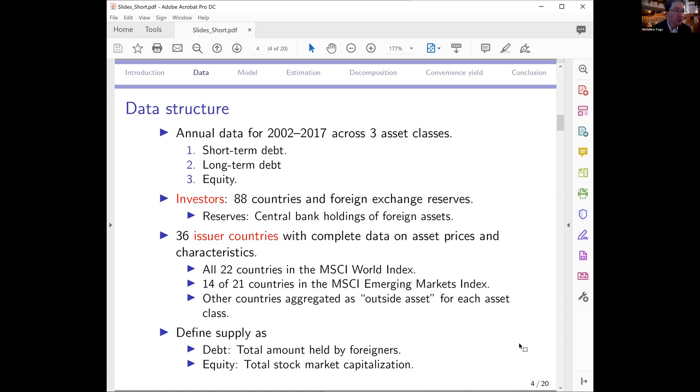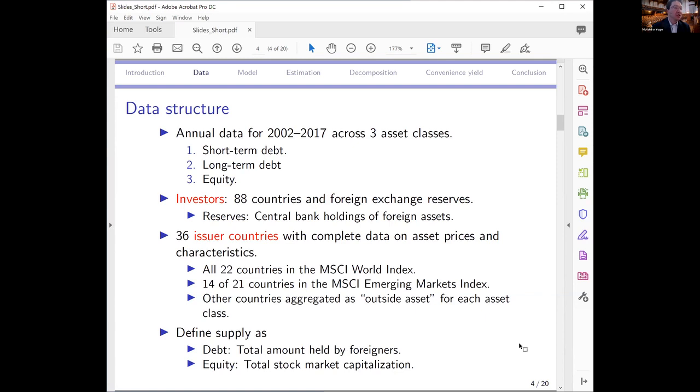We have annual data on three asset classes: short-term debt, long-term debt, and equity. The countries that are holding the assets, we call them investors or investor countries. There are 88 countries, plus foreign exchange reserves, which is the aggregated positions of all central banks who hold foreign assets. These are aggregated because some central banks require confidentiality of their holdings. These investors invest in 36 countries. We call them issuer countries. And these 36 we focus on because we have complete data on their asset prices, as well as macro variables.